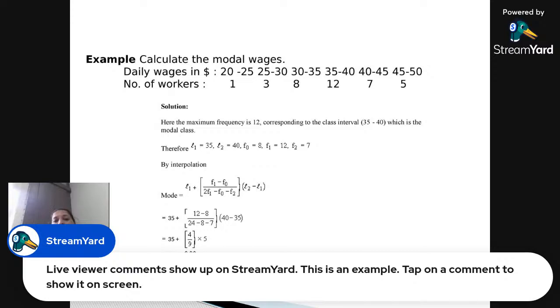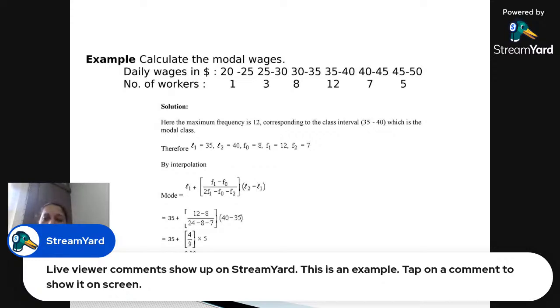And against that, you have the modal class, 35 to 40. That is called the modal class. The class which has the highest frequency is called the modal class. So when you know that, then the preceding class is how much? 12 is the modal class frequency.